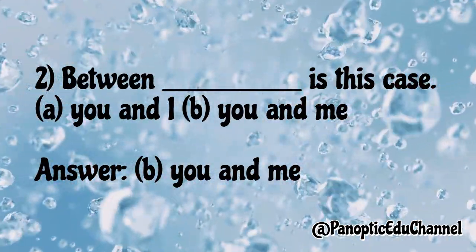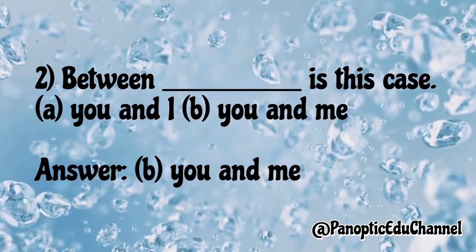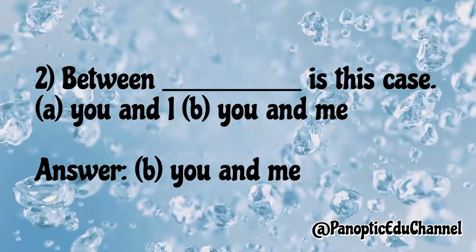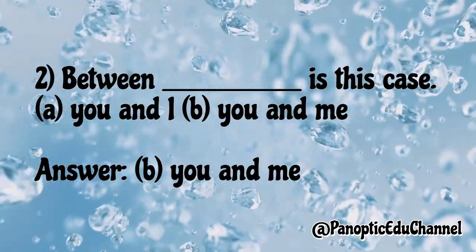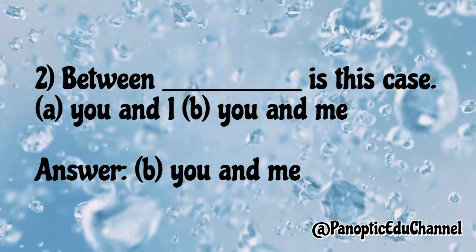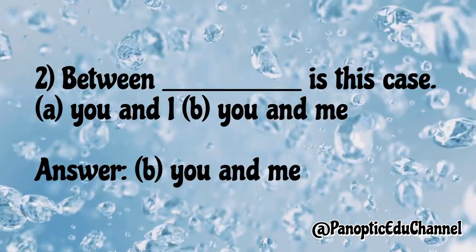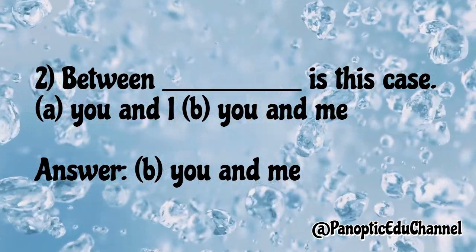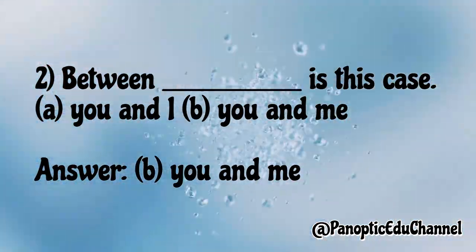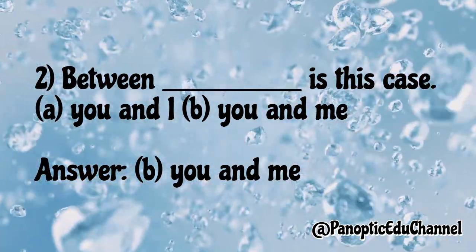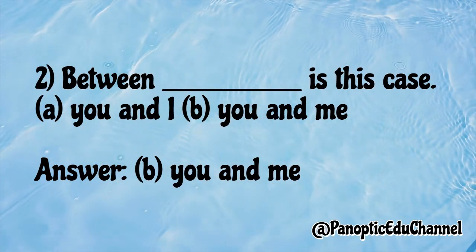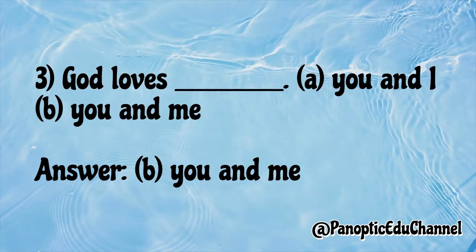Between dash is this case. The answer is you and me. This is simple. Between is a preposition that should be followed by either an object pronoun or a set of object pronouns. Therefore, we should say between you and me is this case. Let's now move to question 3.